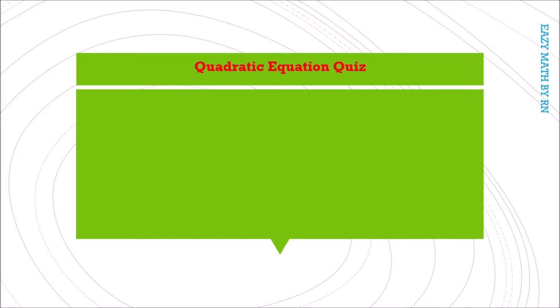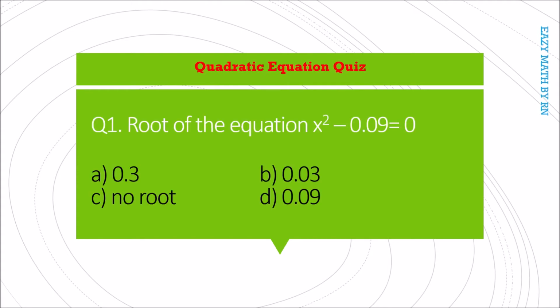The first question is, which of the following is the root of the equation x square minus 0.09 equals 0? Options are 0.3, 0.03, no root, or 0.09.